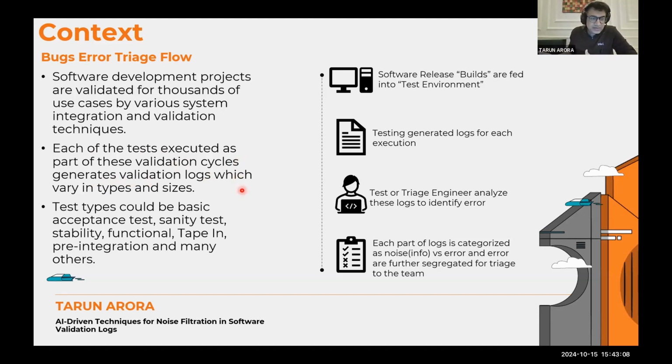And generally, the test types are the basic acceptance tests, sanity tests, stability tests, functional tests, integration tests, and many more, right? So you always have different kinds of test levels and different kinds of test cases. And eventually what is happening is you are feeding your software build into these different test levels, and they are generating different kinds of test logs. Okay, so this is what.